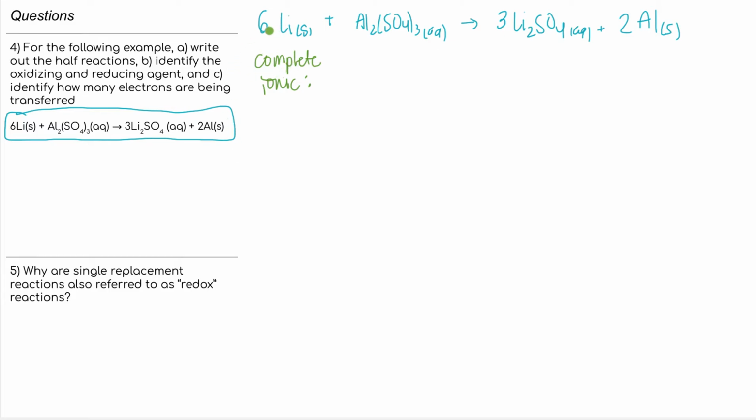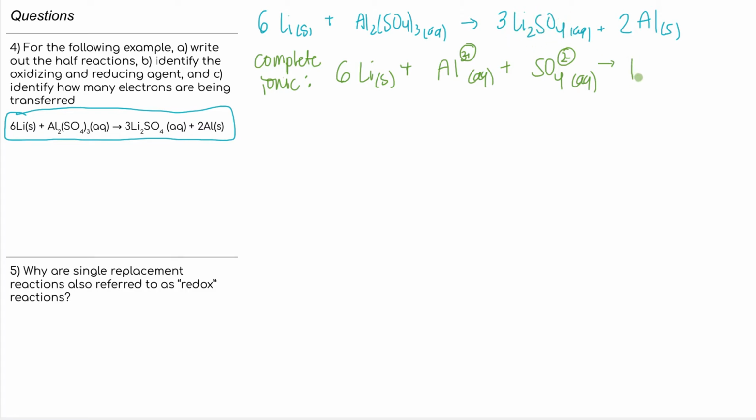So, for example, we start off with 6 of the solid lithiums. So I'm gonna just copy that down, 6 Li solid, okay? And then the next thing I have here is Al2(SO4)3, and that's aqueous. So if it's aqueous, you're going to split it into its ions. So it's going to involve an Al3+ cation, and that's going to be aqueous. And then it's also going to involve an SO4 2- anion. That's also aqueous.